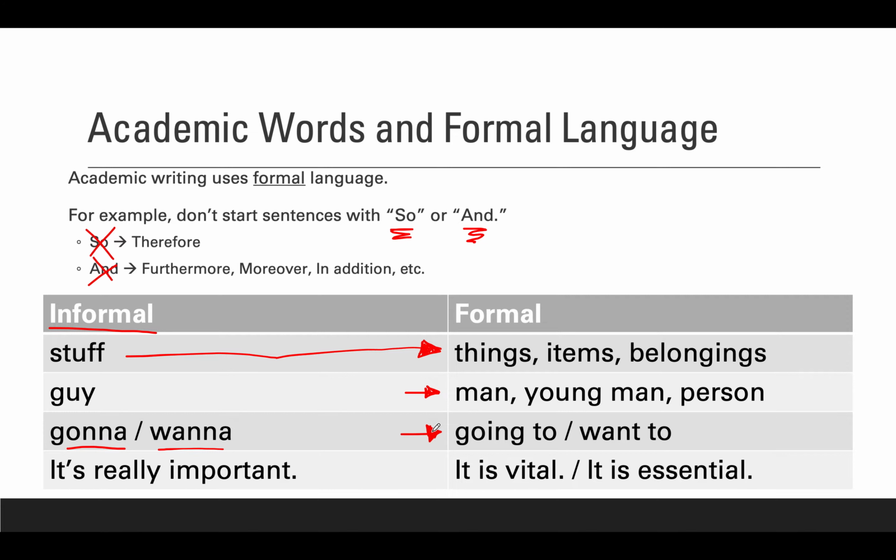And then also, contractions we don't use in essays or formal writing. Instead, we spell out the contraction: "it is." And then words like "really" or "kind of," we replace those with more powerful, stronger words such as "essential," in this case, removing these filler words like "really" or "kind of."